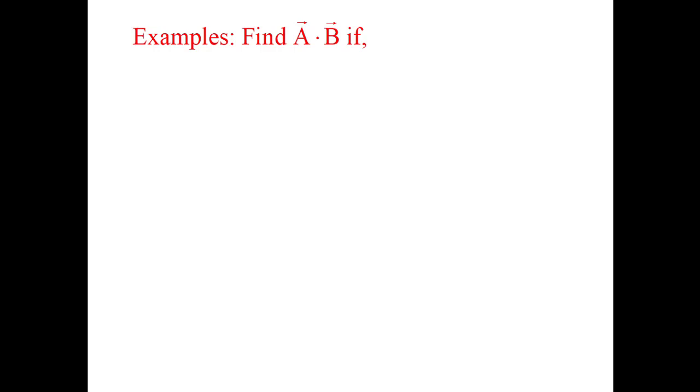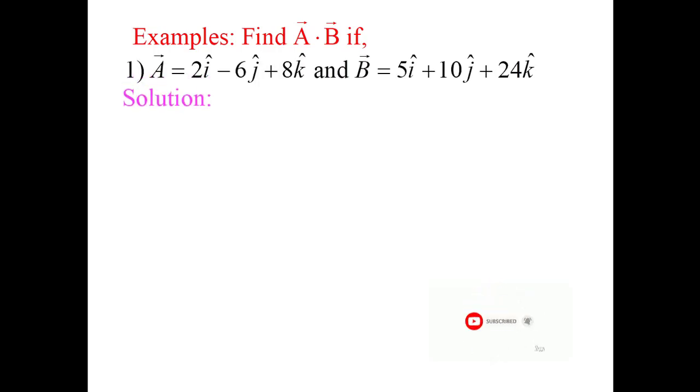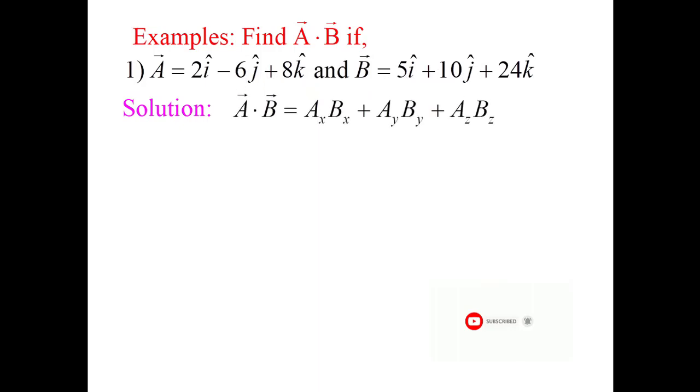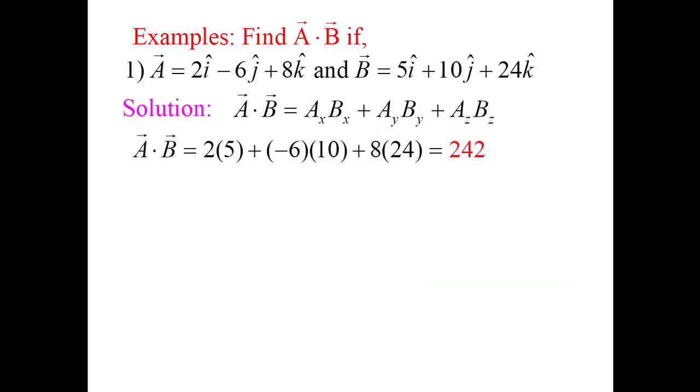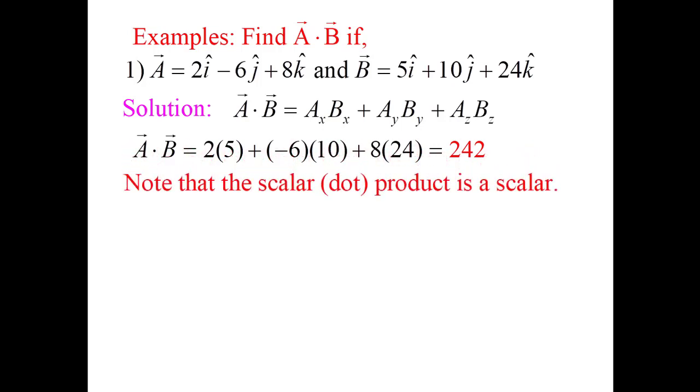Let us substantiate what we have discussed with some examples. With direct substitution of everything we have into our formula, A dot B is AXBX plus AYBY plus AZBZ, and A dot B based on this formula will give us 242. You also have to recognize that the dot product is a scalar, a pure number. Probably it may have some units.